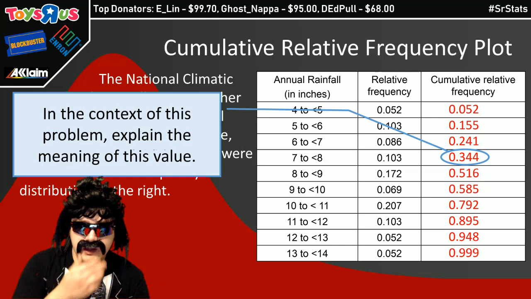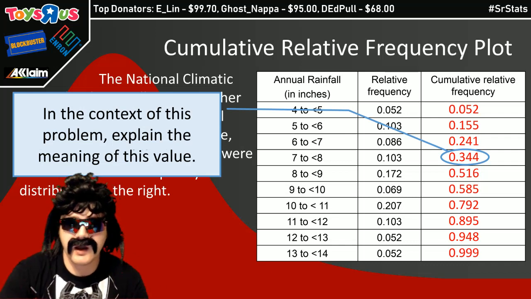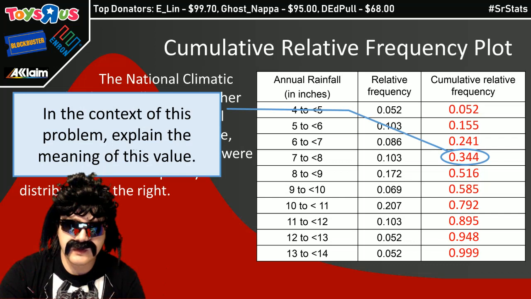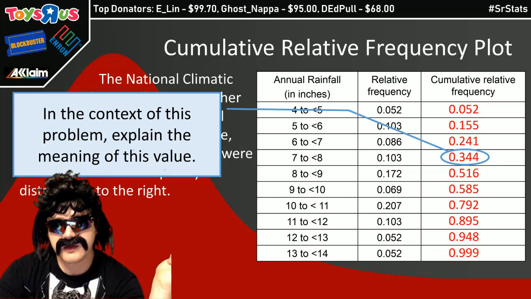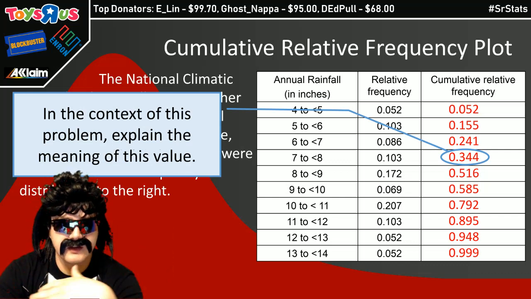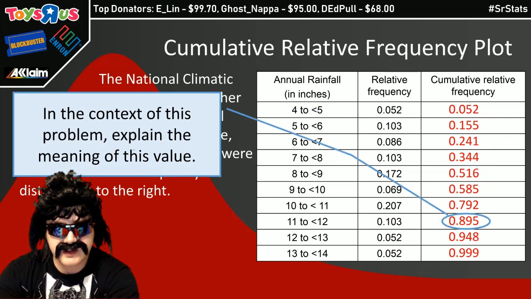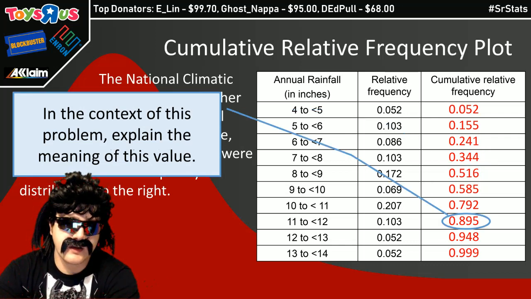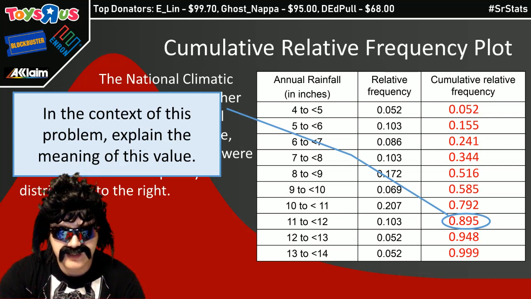What it means on this one is that for 34% of the time, you end up having less than 8 inches of rainfall in a year. And at this point, it means 90% of the time, you have less than 12 inches of rainfall.